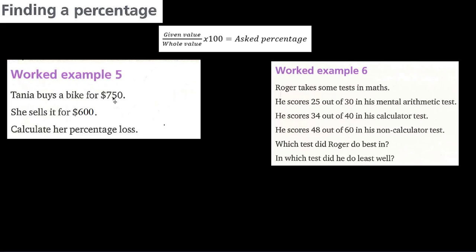Tanya buys a bike for $750 and sells it for $600. Calculate her percentage loss. Here she loses some money, because she is buying for more than she is selling it for, so we are going to find first how much she lost. This is $750, the price that she bought it for. And she sold it for $600, so her loss is $150.